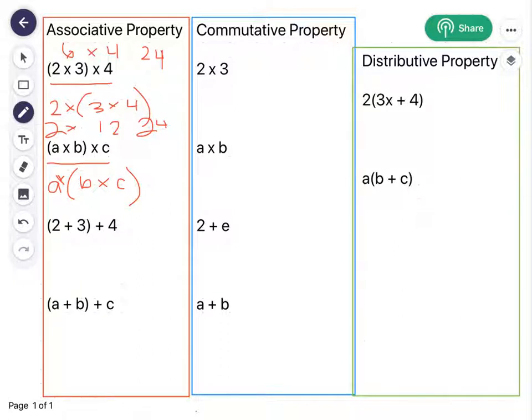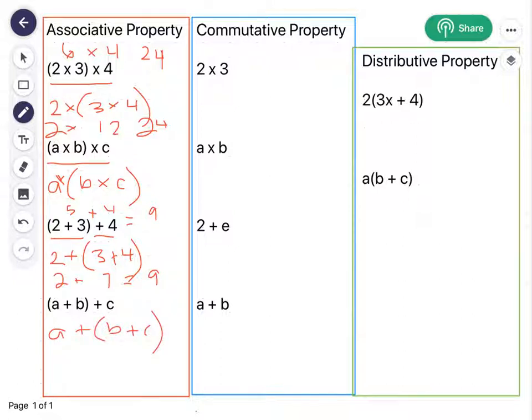Okay, the associative property also applies to adding. So (2 plus 3) plus 4 can be written as 2 plus (3 plus 4). 2 plus 3 is 5 plus 4 is 9. 3 plus 4 is 7, and 2 plus 7 is also 9. So you can see how you do get the same answer even though you move those parentheses. And this will come more in handy when we're doing algebra, like we're going to be doing in 4.2. And what that looks like with letters is that (A plus B) plus C is the same as A plus (B plus C).